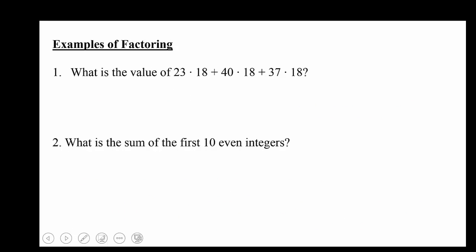Now let's look at a couple of examples of the distributive property going in reverse, which, like we said before, is called factoring. The first problem we want to solve is: what is the value of 23 times 18 plus 40 times 18 plus 37 times 18? Well, we have 18 in every single multiplication, so we can factor out the 18, giving us 18 times parentheses 23 plus 40 plus 37.